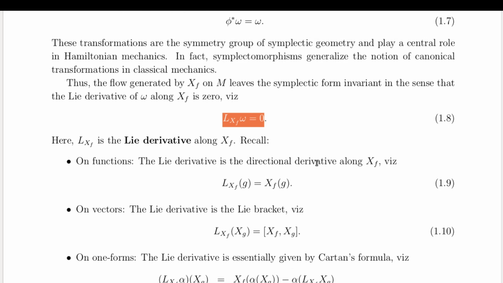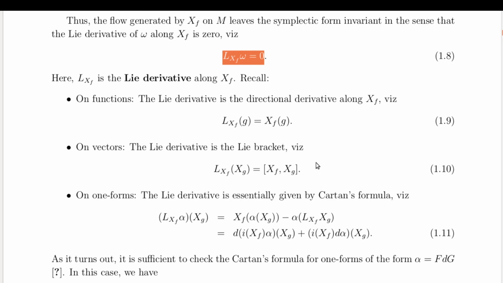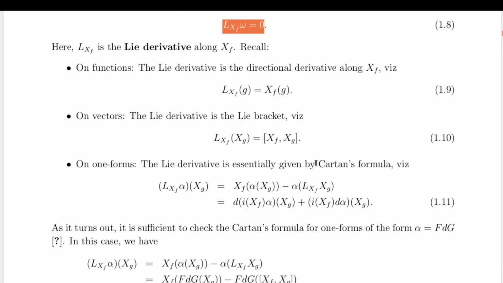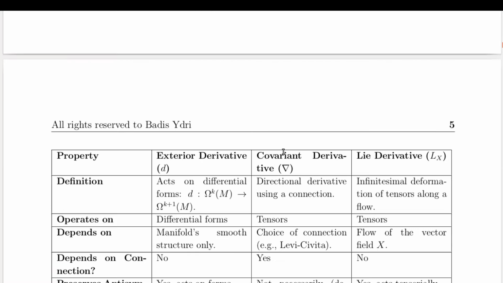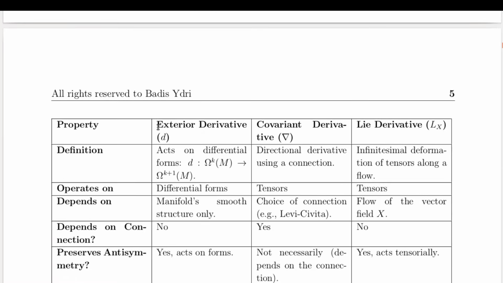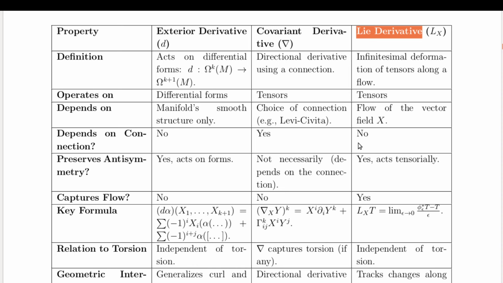For a Hamiltonian vector field, the Lie derivative of ω vanishes, indicating that these flows preserve the structure of the manifold. To fully appreciate symplectic geometry, we need to briefly discuss derivatives. The exterior derivative, Lie derivative, and covariant derivative are essential tools in differential geometry. While the covariant derivative is commonly used in Riemannian geometry to analyze curvature, it is rarely discussed in symplectic geometry.